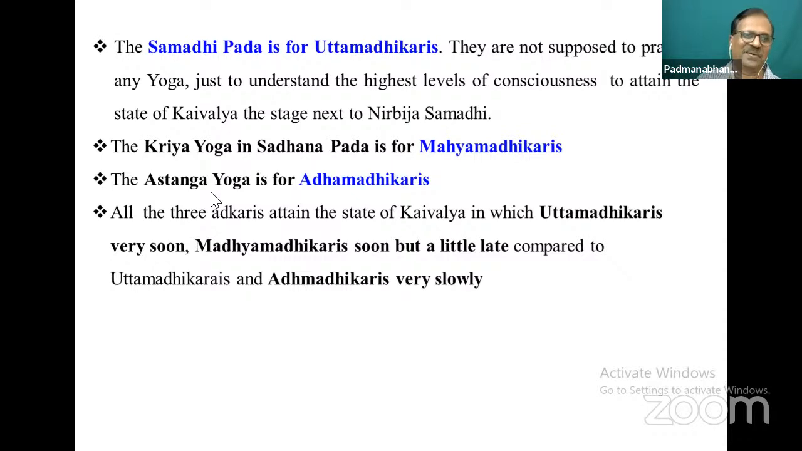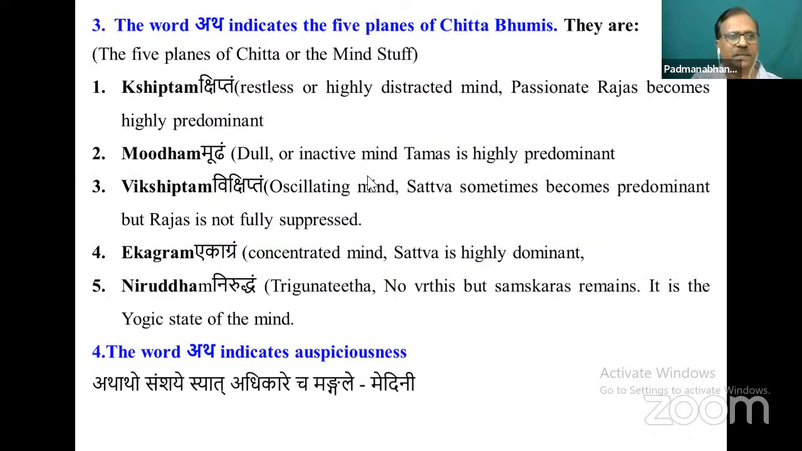All the three Adhikaris attain the state of Kaivalyam, in which the Uttamadhikari is very soon, the Madhyamadhikari soon but a little late compared to the Uttamadhikaris, and Athamadhikaris like us, it is very, very, very slow. So this is clear, nothing is left. And the second one is the word Atha, which indicates the five planes of Chitta.